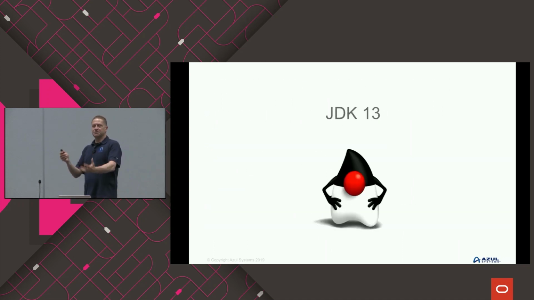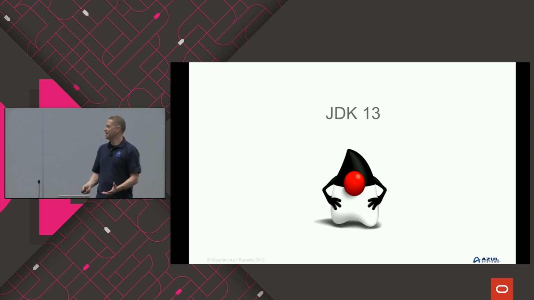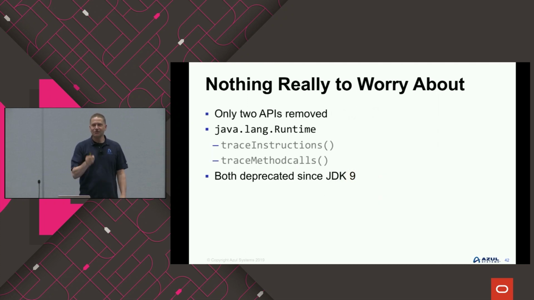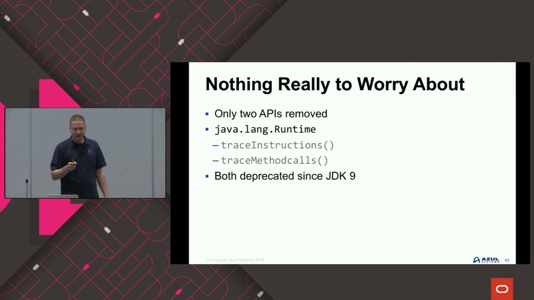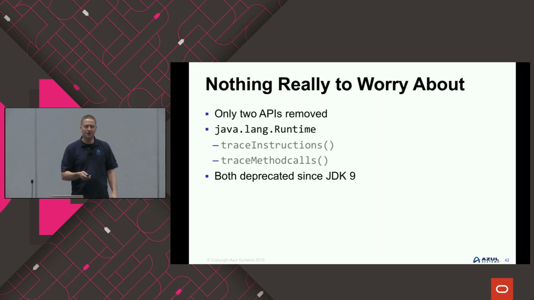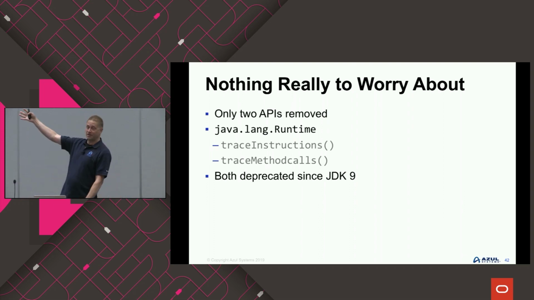JDK 13, right, so this is where I've updated the slide deck with all this exciting new information. There's not much of it. There's nothing really to worry about in JDK 13. There's only 2 APIs that I could find which were removed. And those are both from the Java Lang Runtime, traceInstructions and traceMethodCalls. And if you look at the definition of those since JDK 9, it actually says they do nothing. So probably not going to be a problem there. So they were deprecated in JDK 9, and that's literally the only things I could find in JDK 13 that had been taken away.